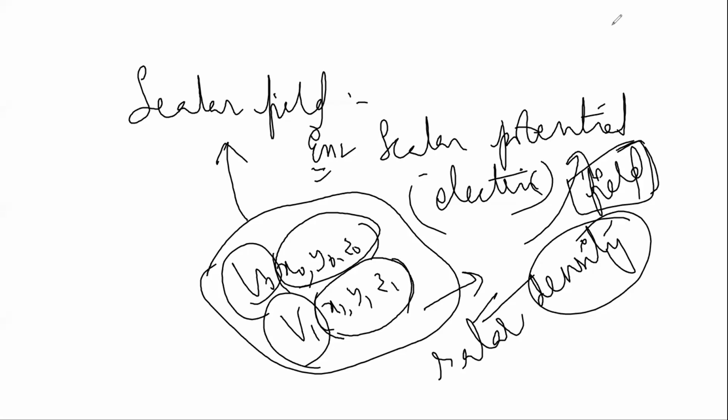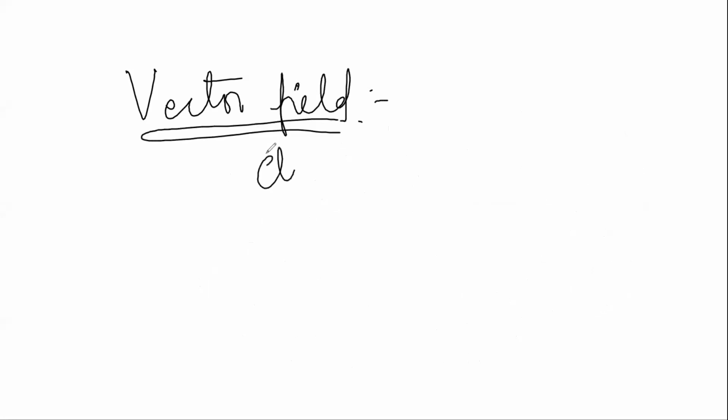Now we have already discussed examples of scalar field. Let us go for vector field here. Examples of vector field are more popular, you know, electric field and magnetic field.